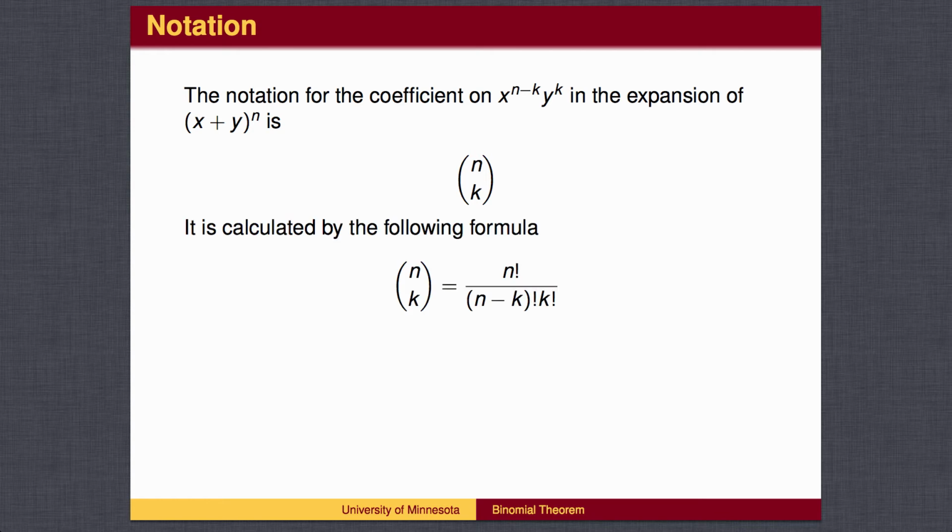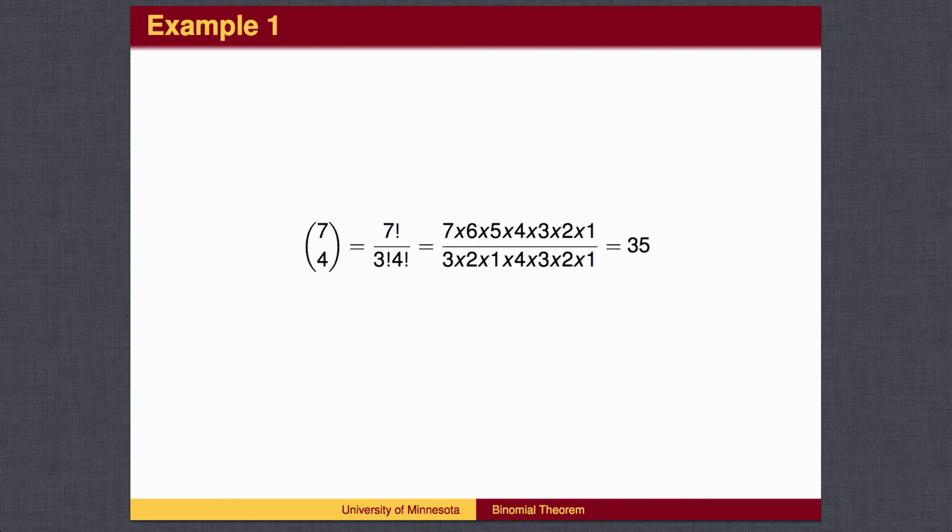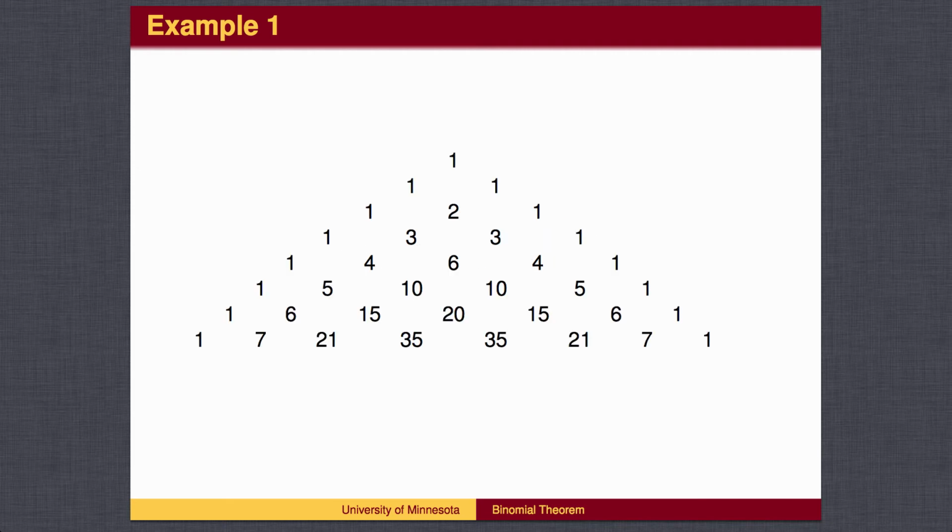N choose k is calculated from the following factorial formula. The expansion of x plus y to the n is the sum of terms with a coefficient and powers of x and y. Here's an example of calculating 7 choose 4. Also recall that 7 choose 4 is found in Pascal's triangle.